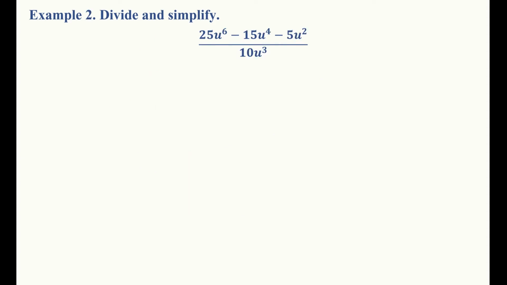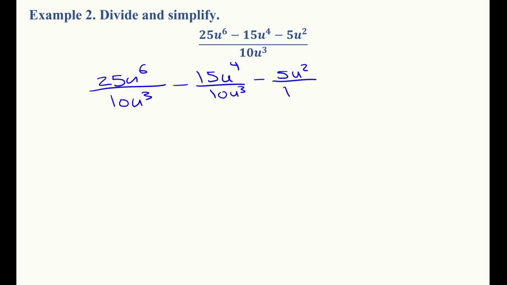So here we have another problem. Definitely try it on your own before you come back to the video. Alright, so we end up with splitting this up. So 25u to the 6 over 10u cubed minus 15u to the 4 over 10u cubed minus 5u squared over 10u cubed.